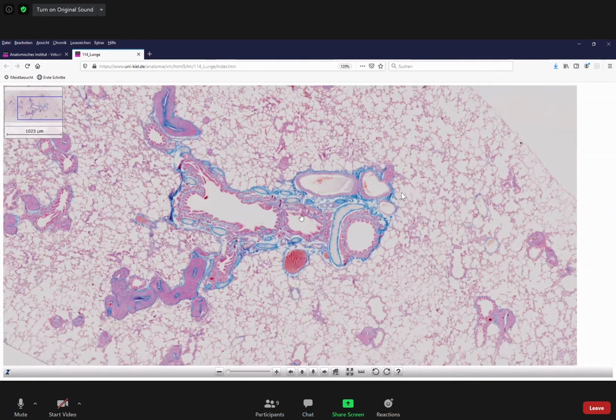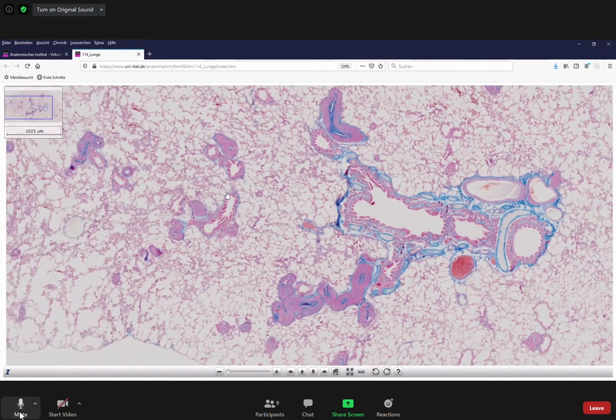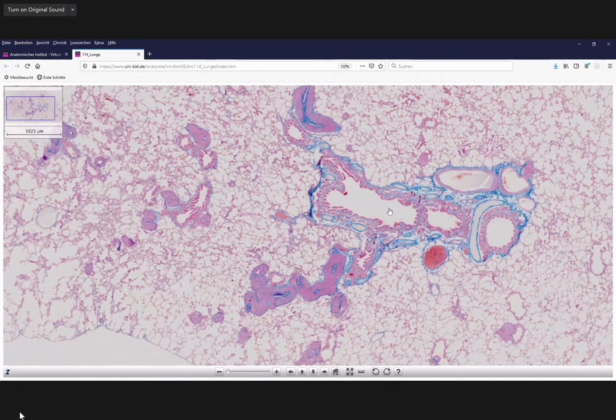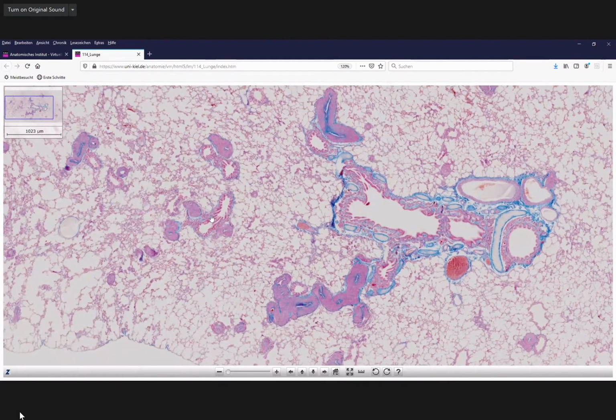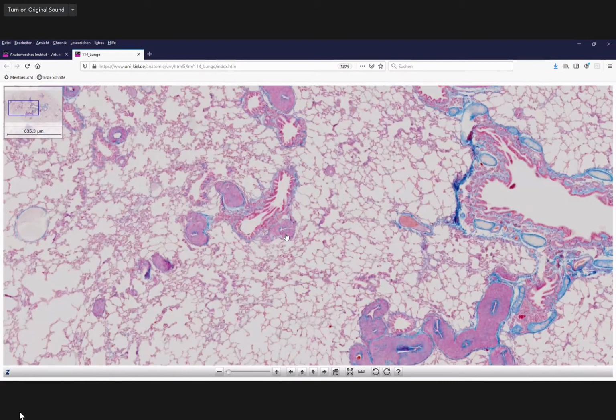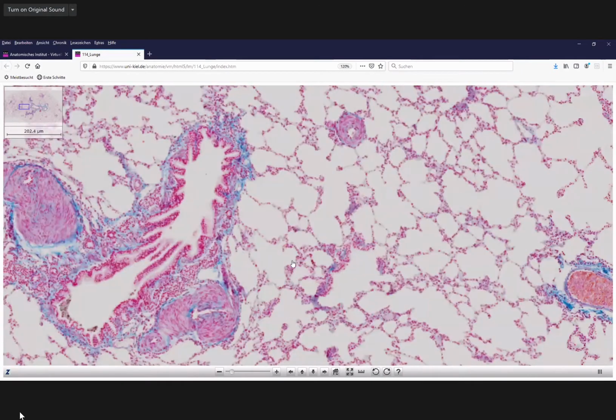So you see here are big ducts with cartilage in the wall, and then here's a little one which doesn't have it anymore, or here's one, or here's one. It's still quite big, but you don't see any cartilage. Okay, and that's probably a bronchiole, or maybe this is a smaller bronchiole here, but this is even larger and does not have any cartilage. So we can zoom in. Yeah, so there's no cartilage left here.